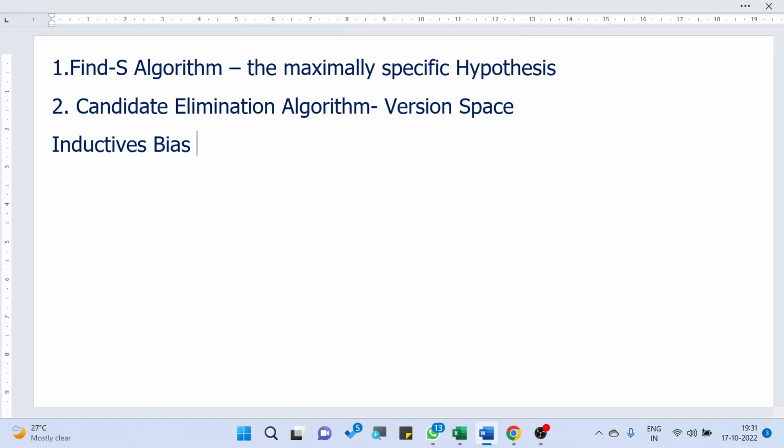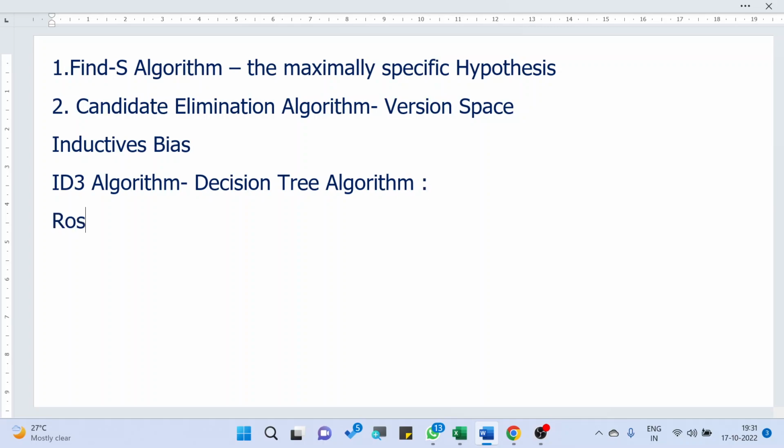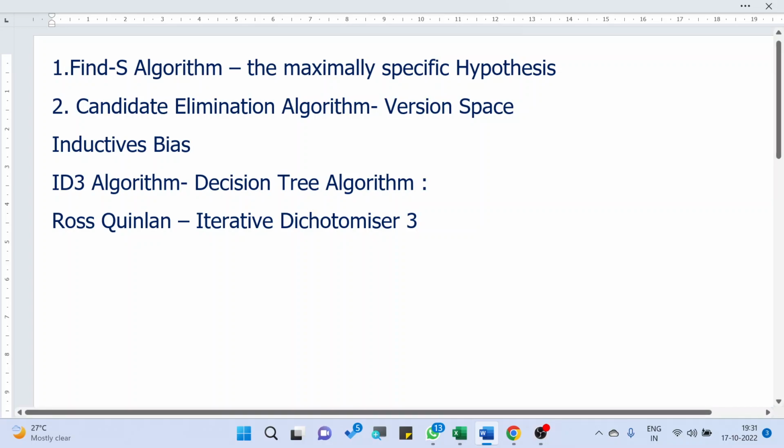Moving further, today we learn the ID3 algorithm. Actually, this is a decision tree algorithm. This is proposed by Ross Quinlan. This ID3 stands for Iterative Dichotomizer, iterative division into two or three spaces, so it is called ID3.